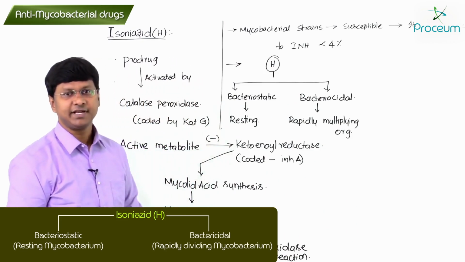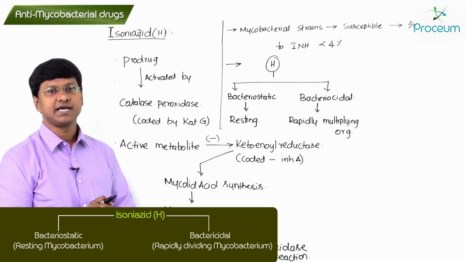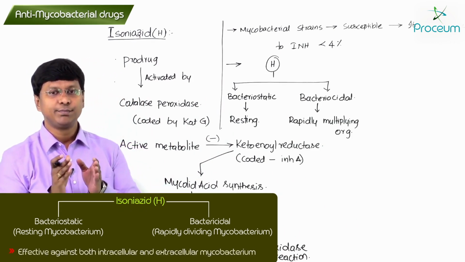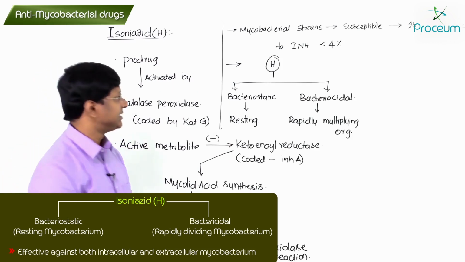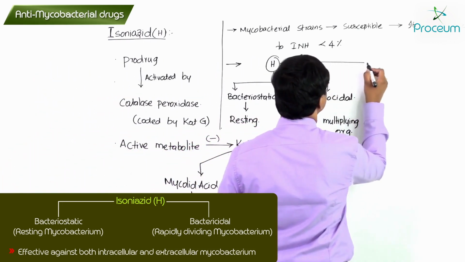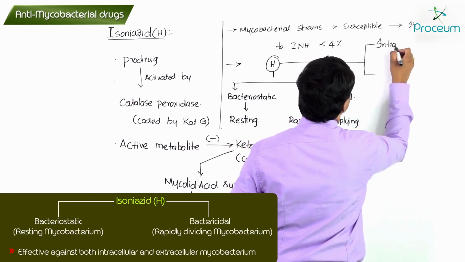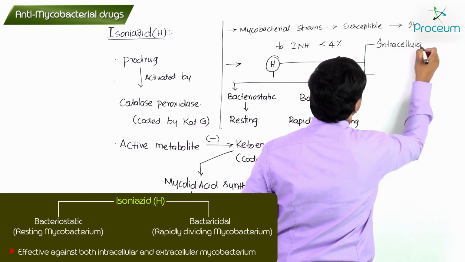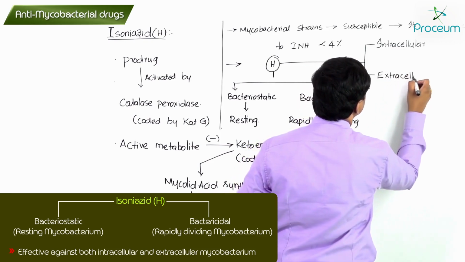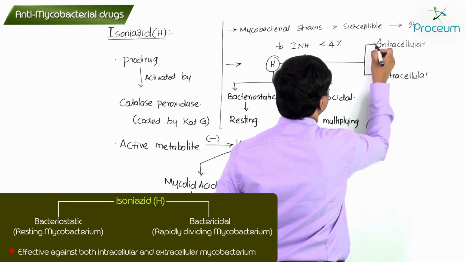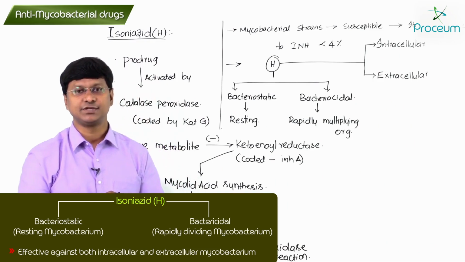Right, it is active against rapidly multiplying organisms. Next, the other very important point is that isoniazid is active against both the intracellular as well as the extracellular mycobacteria. It is active against both intracellular as well as extracellular mycobacterial species.